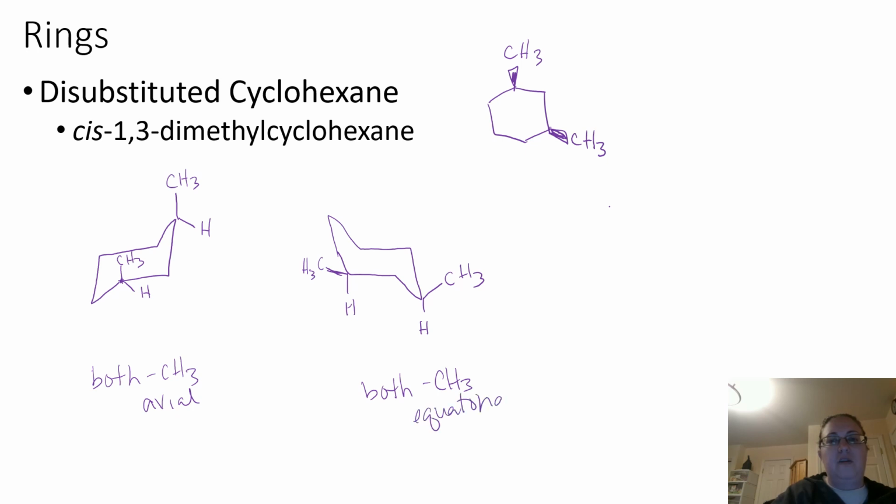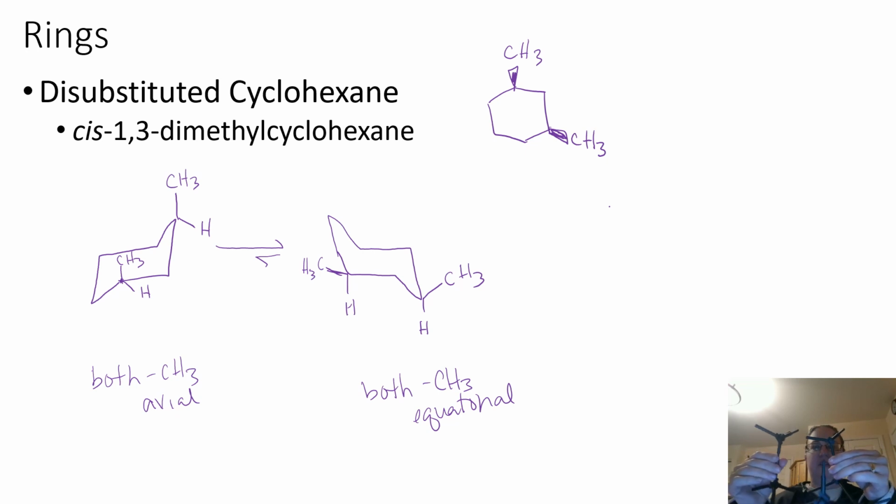So based on what we just talked about in terms of stability, the one where I've got all my groups in the equatorial position is going to be much more stable than the position where they are in the axial position, where we have that strain. So if we look at it on my model kit, there it is where we've got the two CH3s and they're in that axial position.